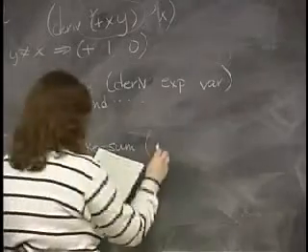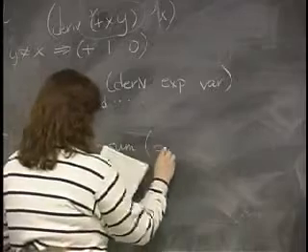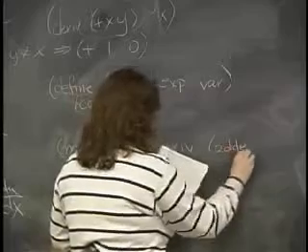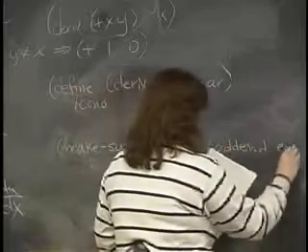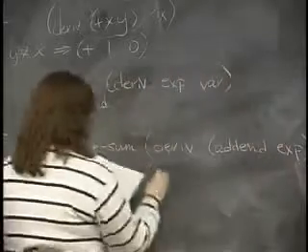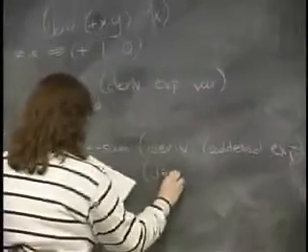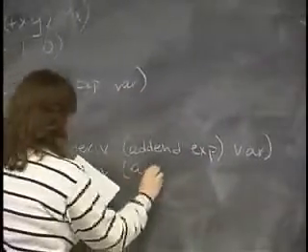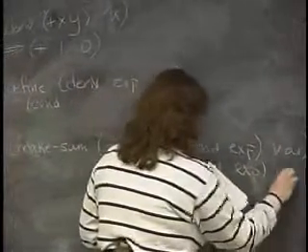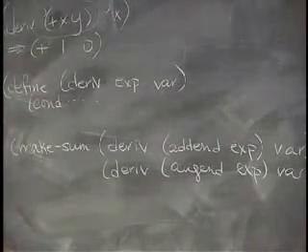That case says if we've got a sum, what we want to do is make sum of the deriv of the addend of the expression, and then the deriv of the augend of the expression with respect to the variable. Okay, so this is what we're going to be doing.